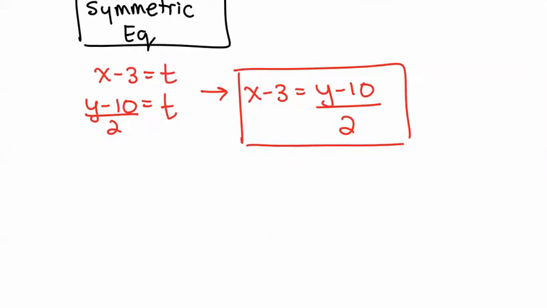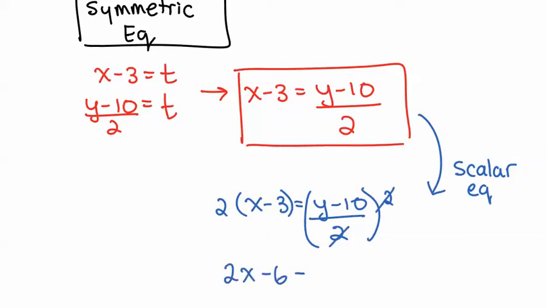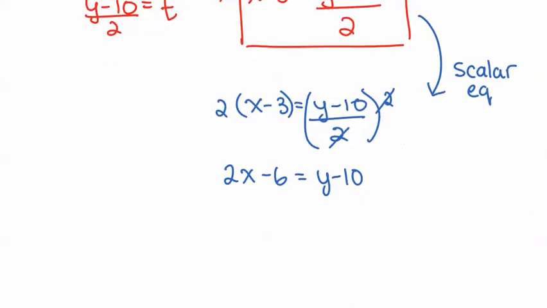Something cool to note is, we already know our scalar equations, but from the symmetric, you can go back to the scalar equation of a line just by getting rid of your fractions. So if I have x minus 3 equals y minus 10 over 2, I want to get rid of the 2 on the bottom. So I'm going to multiply both sides of my equation by 2, and those are going to cancel out. So I get 2x minus 6 equals y minus 10. And then I'll just move things around, so I get 2x minus y plus 4 equals 0.